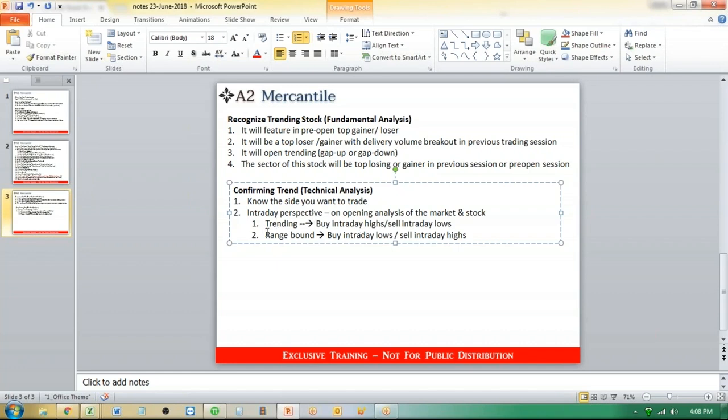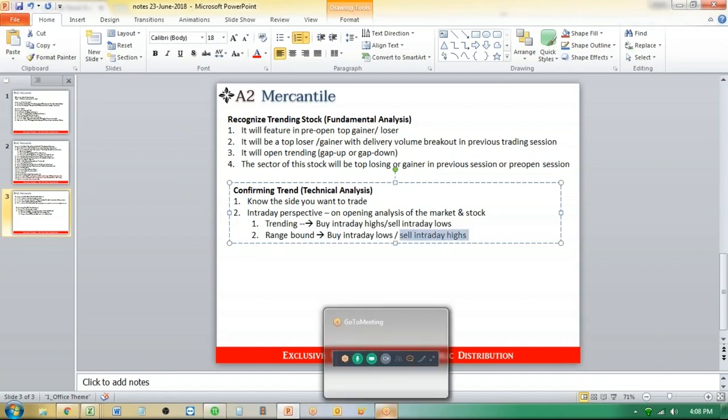Okay. So if you want to buy Hind Petro, and if the market is opening trending, you can buy it at intraday highs also. Okay. And if you want to sell Tata Steel and the market is trending, you can even sell the intraday lows. Okay. Now, if the market opening is range bound, then you can buy only the intraday lows, or you should be selling the intraday highs.